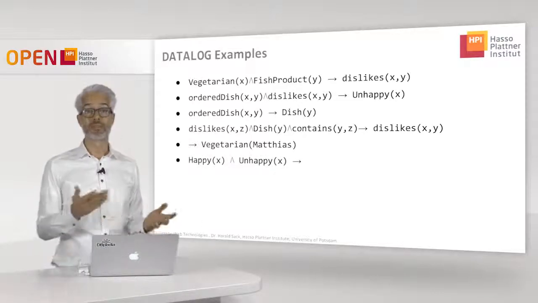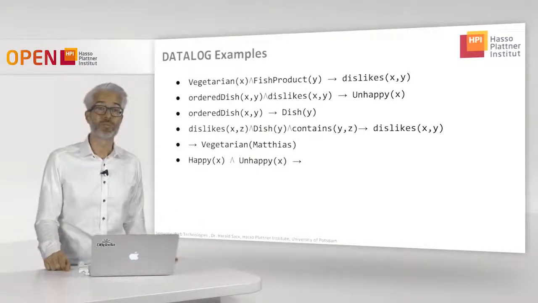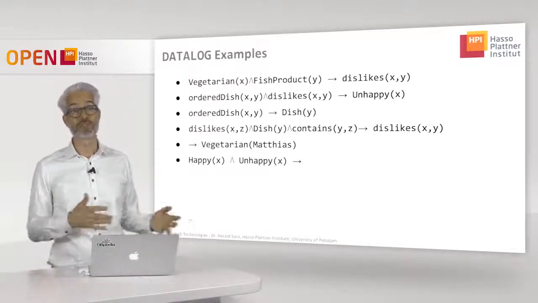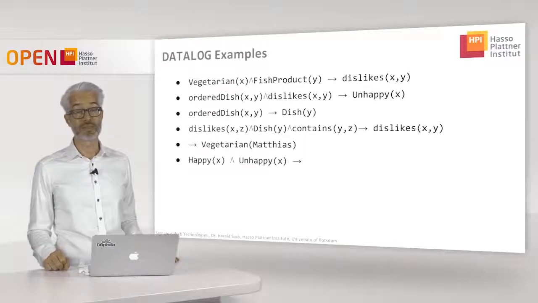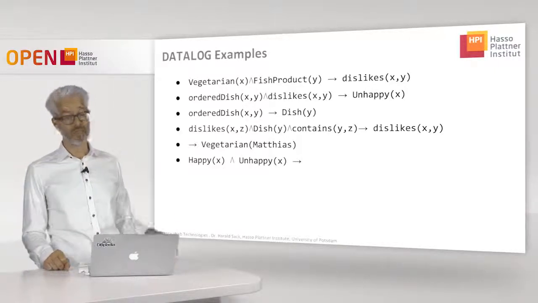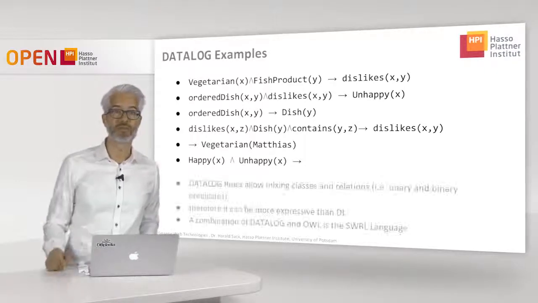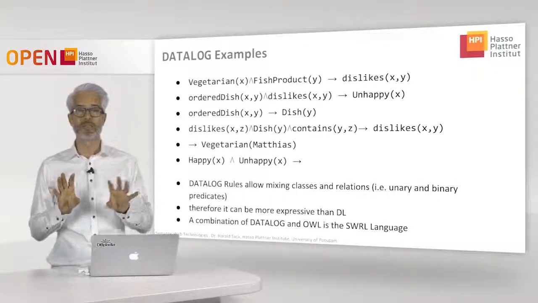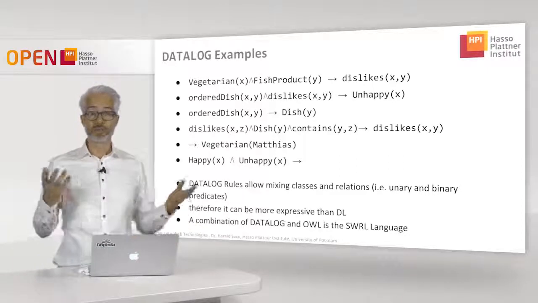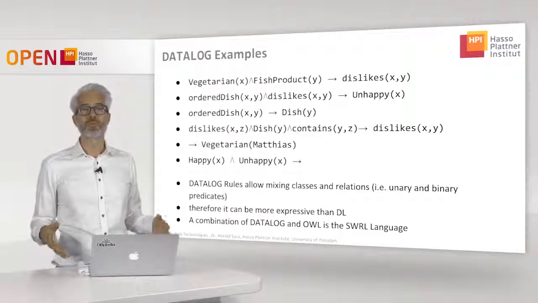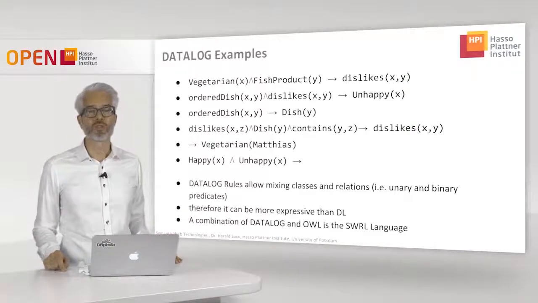Or I can say here, for example, X is happy and X is unhappy, and this of course results in an empty set, which means you cannot be happy and unhappy at the same time. So this shows a little bit of the semantical expressivity of DATALOG. DATALOG rules allow the mixing of classes and relations, so of unary and binary predicates. That's quite nice. Therefore, it's more expressive than a description logic.